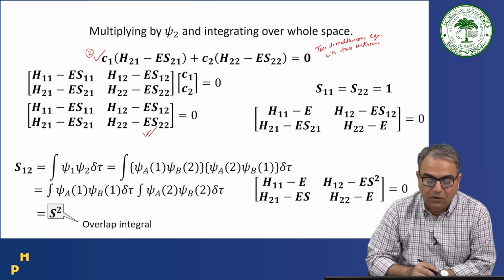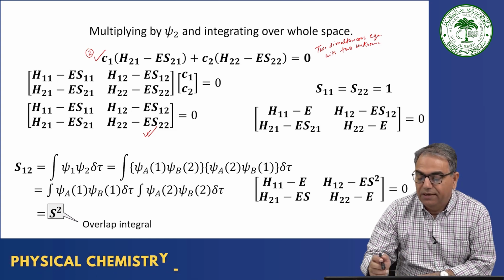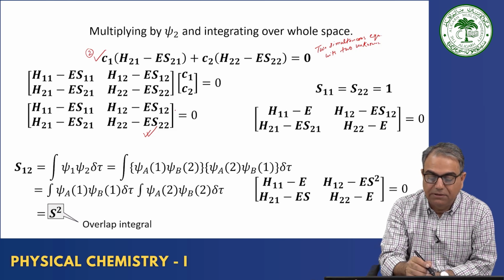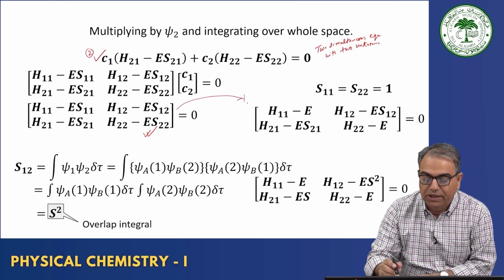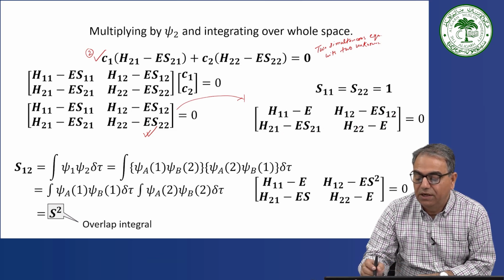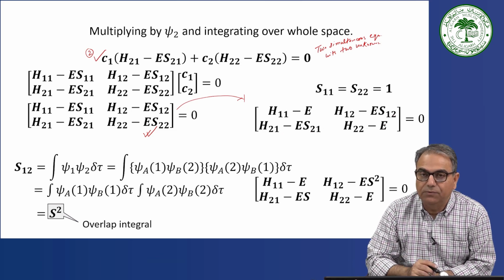Okay. Now out of this determinant, S11 and S22 will be equal to 1, because that's the normalization condition. And if you use this, then this determinant changes to H11 minus E, H12 minus E S12, H21 minus E S21, H22 minus E is equal to 0. I didn't write S12 as 0 because this is not the orthogonality condition.